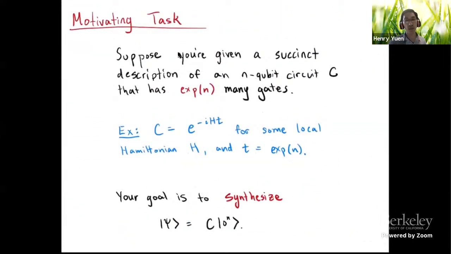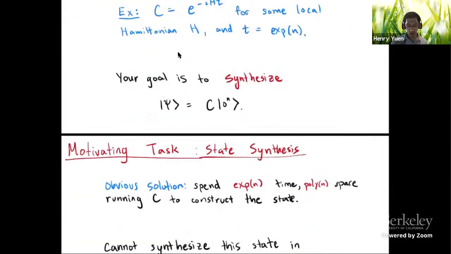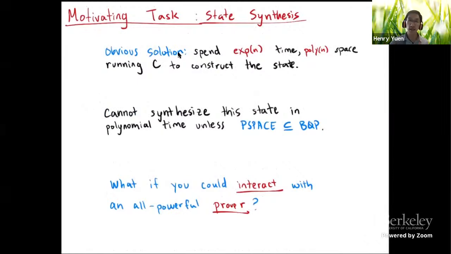So here's the motivating task that I want to think about. Suppose you're given a succinct description of an n-qubit quantum circuit C that has exponentially many gates. A useful example to keep in mind is imagine that the circuit C implements the time evolution of some local Hamiltonian for an exponentially long amount of time. Your goal is to synthesize the final state of this circuit on input, say, the all zero state. This is a very, very long circuit, and so we expect the state psi that's the result of this circuit to be very complicated, and you want to get your hands on this state.